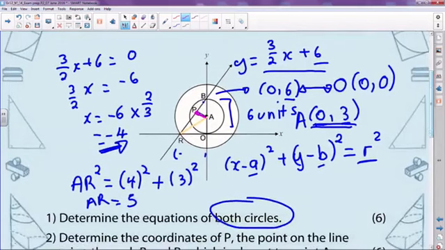Okay, so there are different ways to do it. The easiest one that I can see is that the point P is the point of intersection of line AP and line BR. So what I need to do is find the equation of AP and solve simultaneously with the equation of BR, and that will give me the point P.